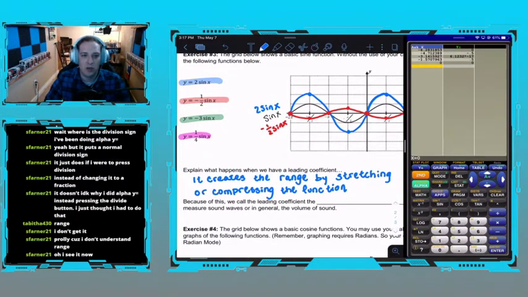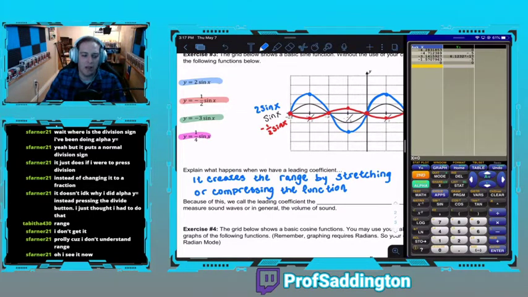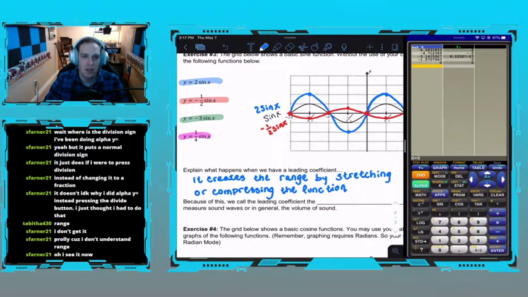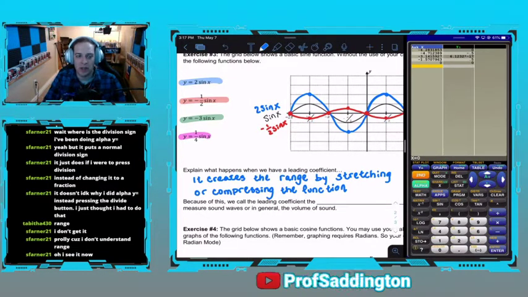So it's always going to create the range. Whatever number's out front, it's always going to create the positive and negative version of it. Okay. So I'm going to do the green one, the -3 sine x.